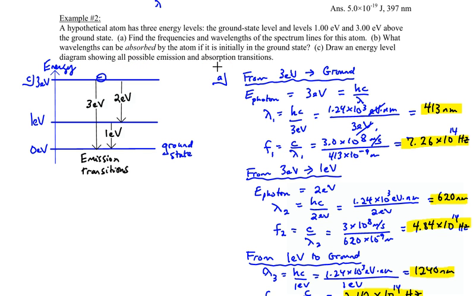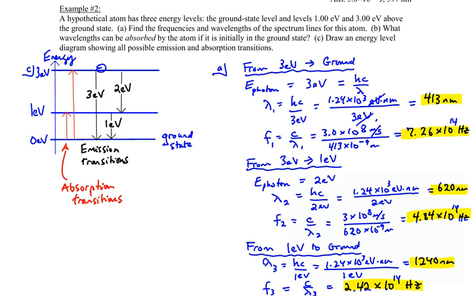And lastly, let's show the energy level diagram for all possible emission and absorption transitions. We have shown the emission ones. Let's show the absorption ones. So you have an electron that is over here, and it can absorb a photon. It can absorb one that will pop it up to this 1 electron volt line, or it could absorb the right amount of energy to pop it up to this 3 electron volt level. So these are the 2 absorption transitions. And that's it for example number 2.